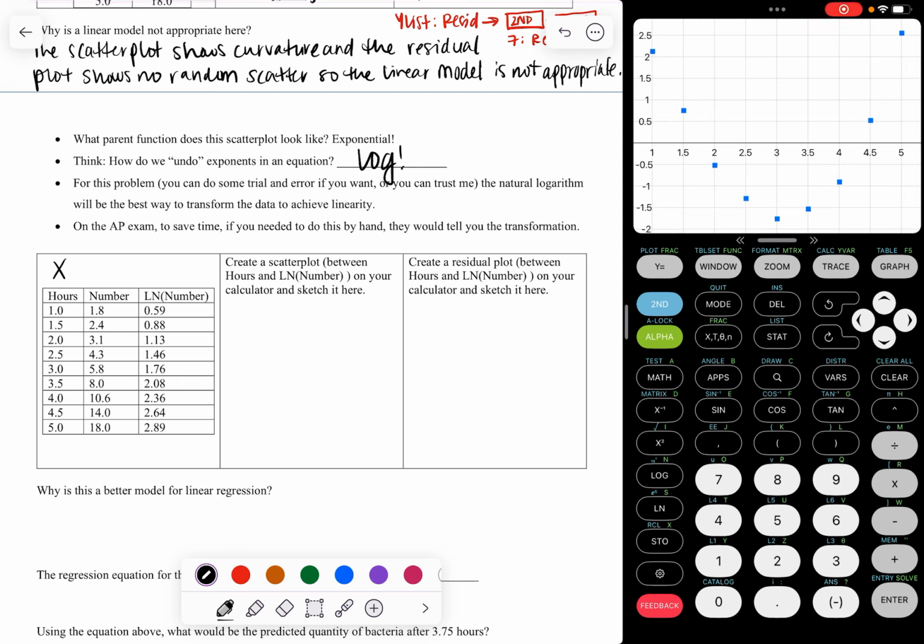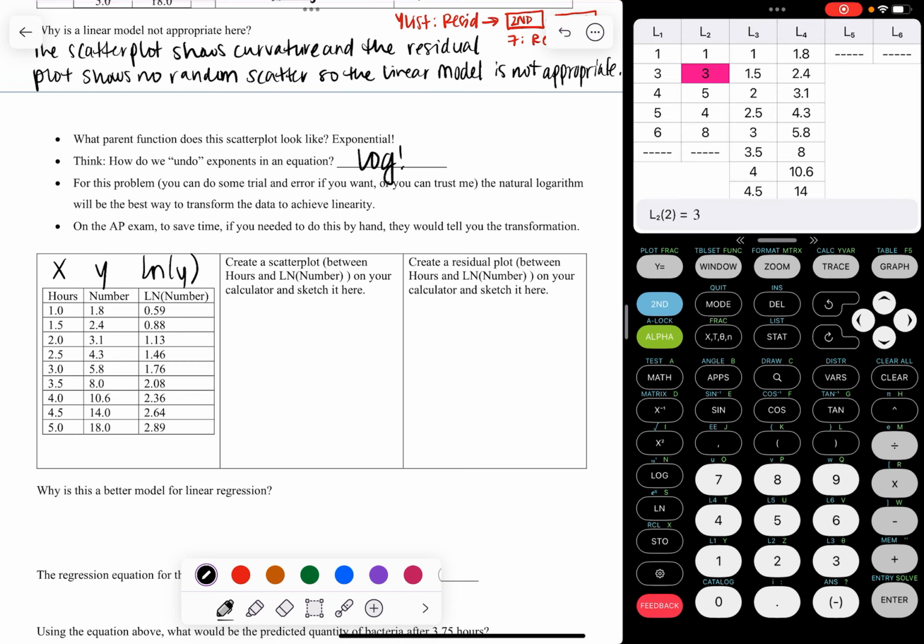So we have x, we have y. They want us to take the natural log of y. So that's our transformation. So I'm going to go to stat. I'm going to go to edit. And in L5, if you go all the way up to the very top and you hit LN and you tell your calculator, I want you to run this data from L4 and take the natural log of it, it's going to generate all of those numbers for you. So now my data is actually in L3 and L5.